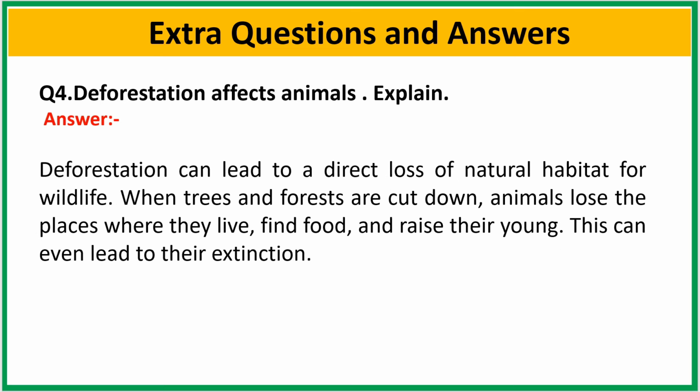Question number 4. How does deforestation affect animals? Explain. So what is meant by deforestation? The cutting down of trees and clearing the forest is known as deforestation. Deforestation can lead to a direct loss of natural habitat for wildlife. When trees and forests are cut down, animals lose the places where they live, where they find food and where they raise their young. This can lead to their extinction.